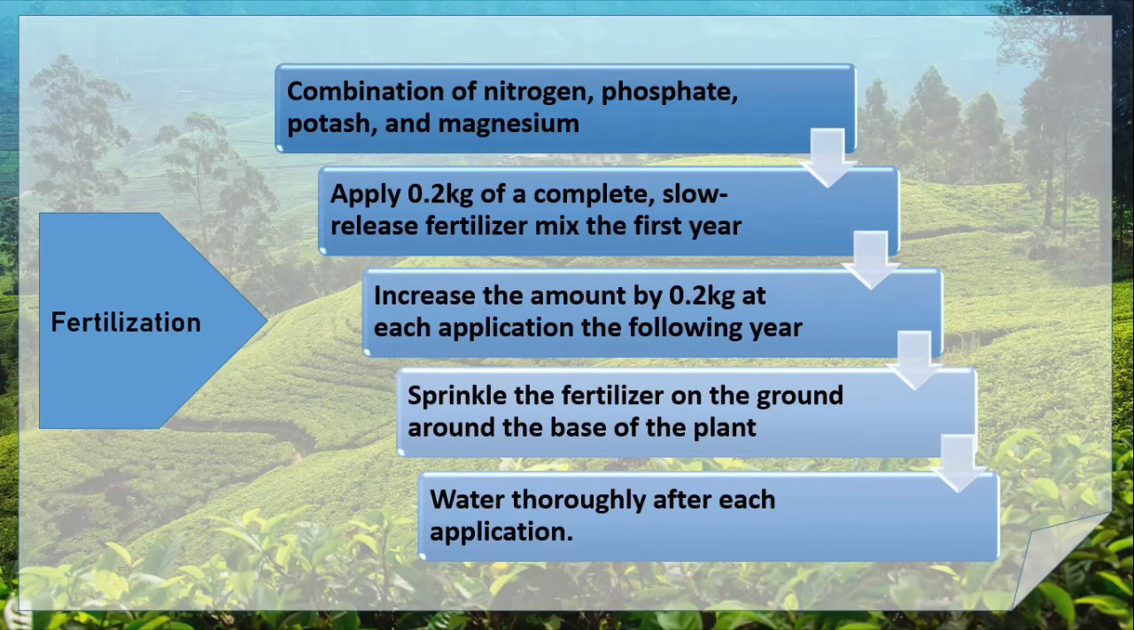For fertilization, we will require a combination of nitrogen, phosphate, potash, and magnesium. Apply 0.2 kg of complete slow-release fertilizer mix in the first year. Increase the amount by 0.2 kg at each application in the following years. Sprinkle the fertilizer on the ground around the base of the plant. Water thoroughly after each application.